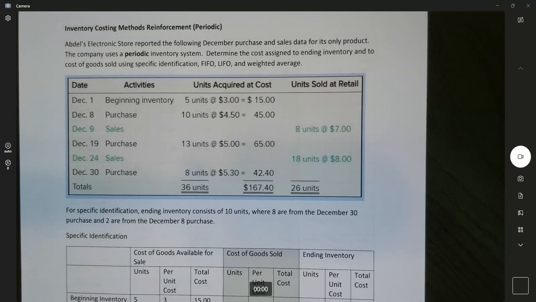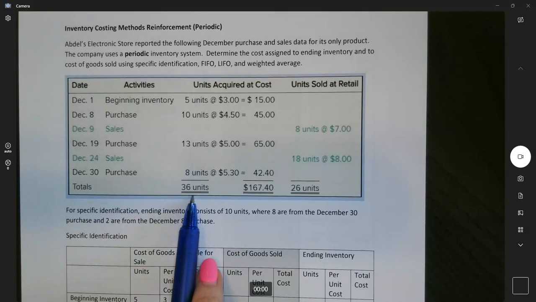Okay, so details that we have: on December 1st, there was beginning inventory of 5 units. We made a purchase of 10 more on December 8th. On December 9th, we sold 8 units. On December 19th, we purchased 13 additional units. On December 24th, we sold 18 more units. And on December 30th, we purchased 8 more units.